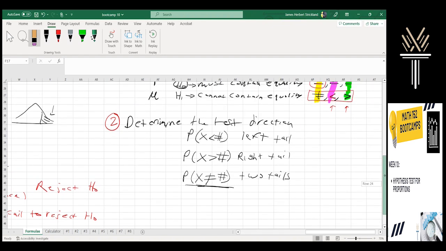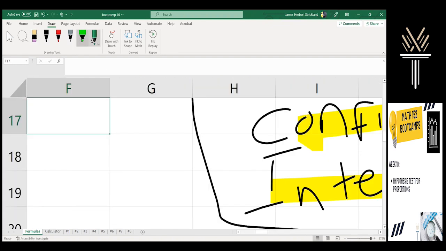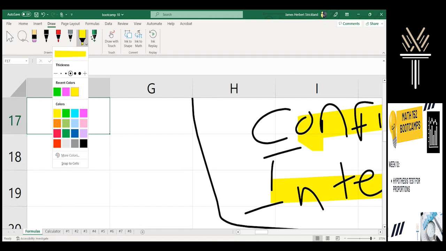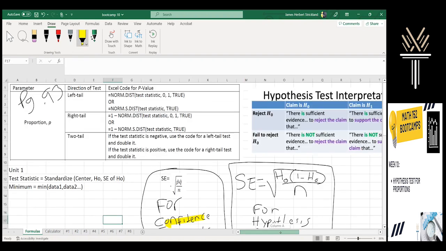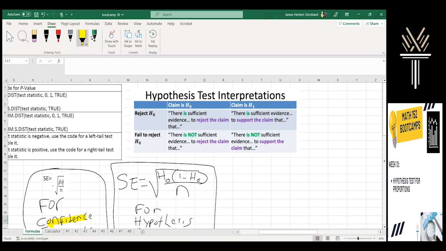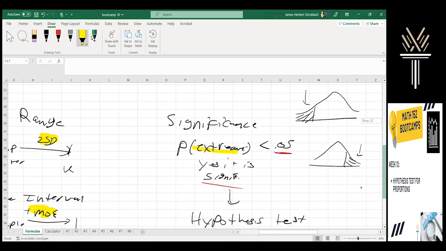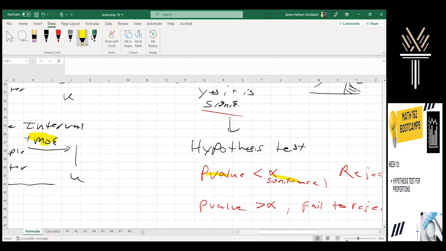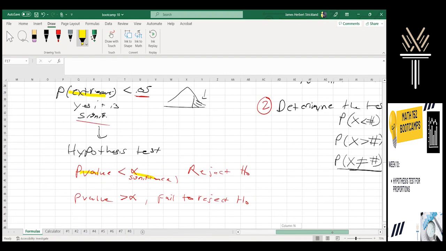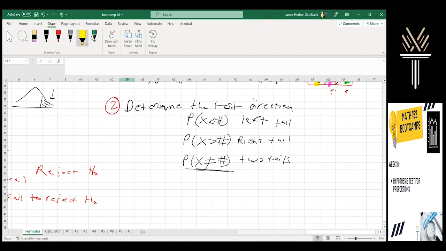Now, one thing I want you to notice is what is telling me the direction. There it is. Notice it's just the pure inequalities. So that means the alternative is going to tell us which test to use, whether it's a left test, right test, or a two-tail test.